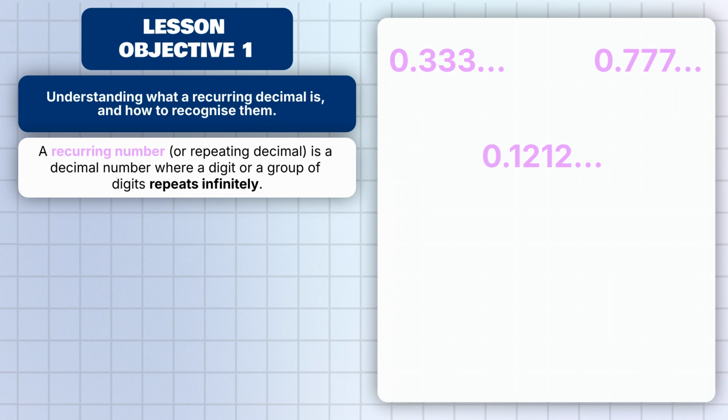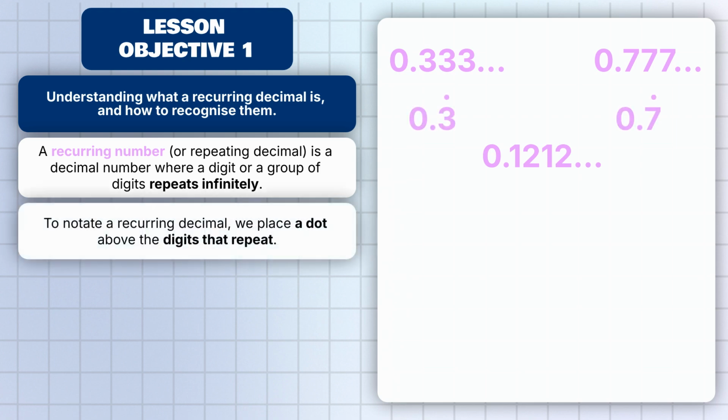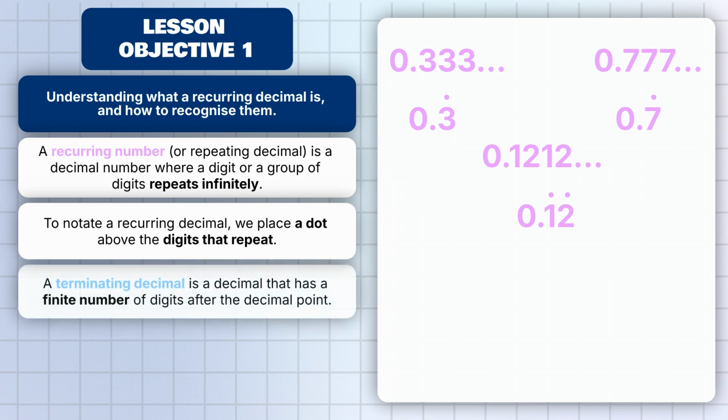To make it easier to work with these infinite decimals, we use a special notation. We place a dot above the digits that repeat. For a sequence of digits repeating, we place dots above the first and last digits of the repeating sequence. Using this notation helps us communicate these infinitely repeating sequences in a precise and concise manner. On the other hand, a terminating decimal is a decimal that has a finite number of digits after the decimal point. For example, 0.5, 2.75, or 3.142 are all terminating decimals.